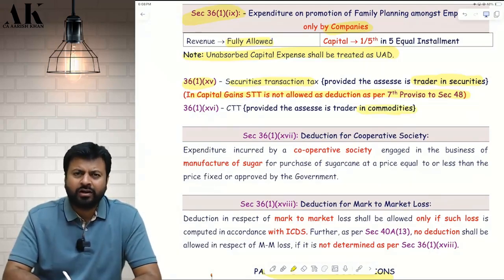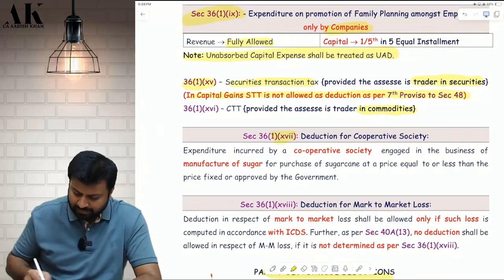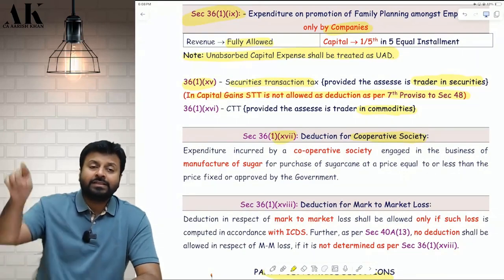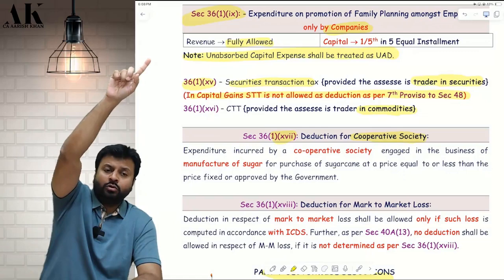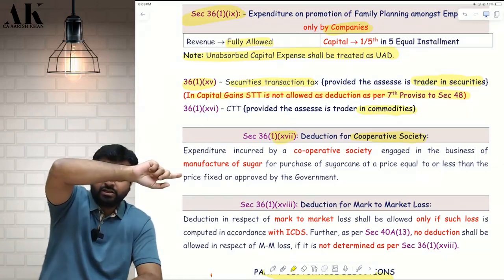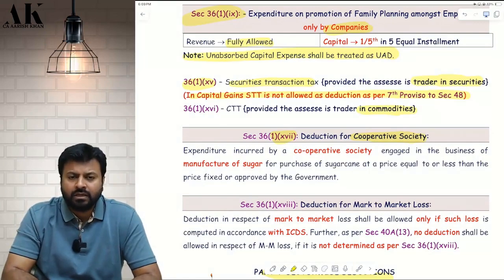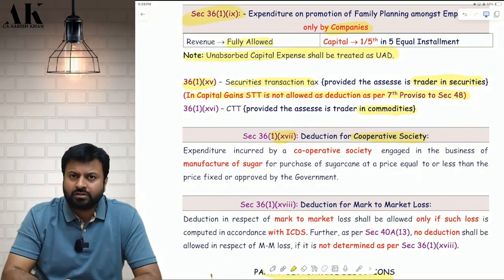Next, last two small deductions, not very important for exam, but still it is there. So, we have to do it. 36(1)(17) is only applicable to cooperative society. The way 36(1)(9) was only applicable to companies, this section is only applicable to cooperative societies. So, what is this section all about? Pay attention, please.